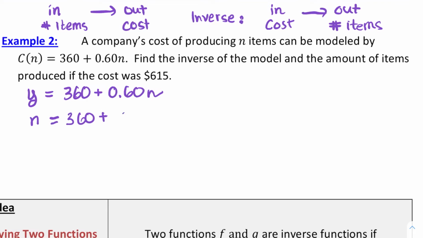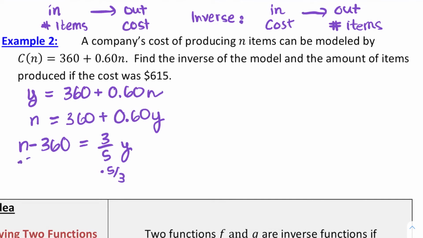The letters that these things represent are not going to necessarily match our original representations when we find our inverse, but go ahead and swap them. So if I am solving for y, I'd subtract 360. I like fractions, so I change that 0.6 to 3/5. So dividing by 3/5 on both sides means I'm going to multiply both sides by 5/3.